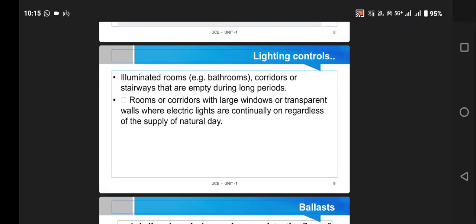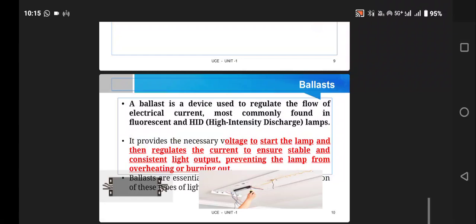Examples of illuminated rooms include bathrooms, corridors, or stairways that are empty during long periods. Rooms as well as corridors with large windows or transparent walls where electric lights are used continuously regardless of the supply of natural light. The second one is ballast.